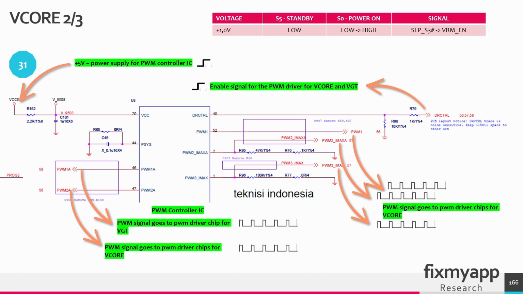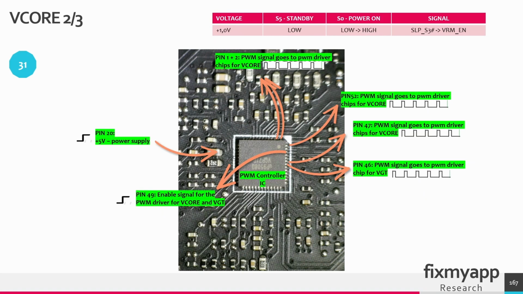This PWM controller has 1, 2, 3, 4, 5 PWM signals that will go to the PWM driver chip, and the PWM driver chip will start generating a voltage. In power sequence 31, the PWM controller needs 5 volt to operate. It needs enable signals to start generating PWM signals. 4 PWM signals will go to the VCORE driver chip, and 1 PWM signal will go to the PWM driver chip for the VGT. I think this is the graphics driver.